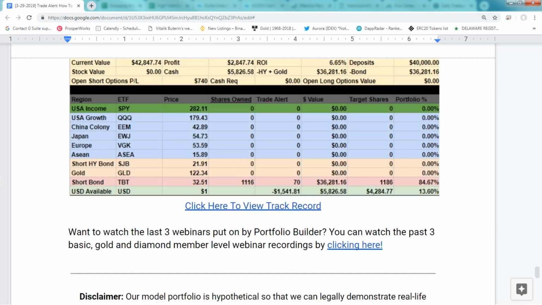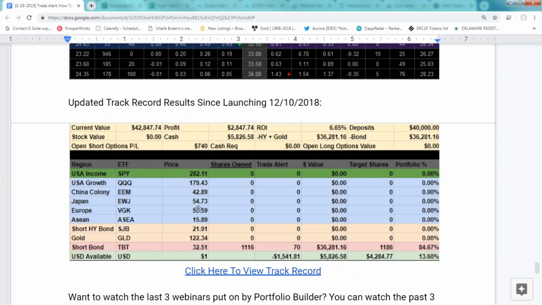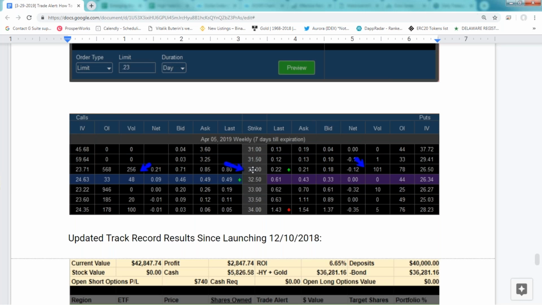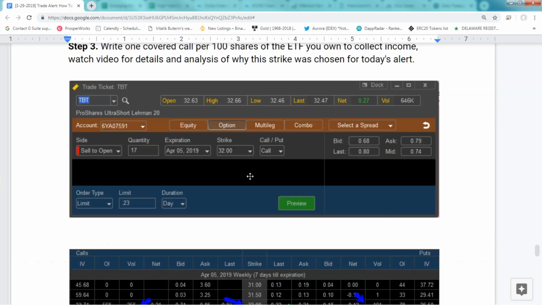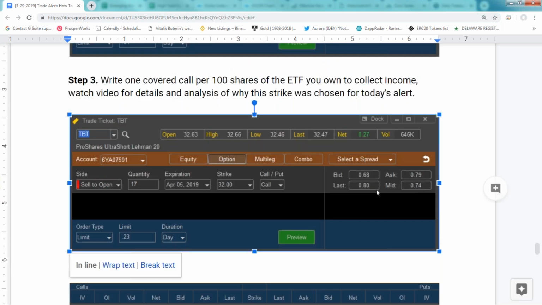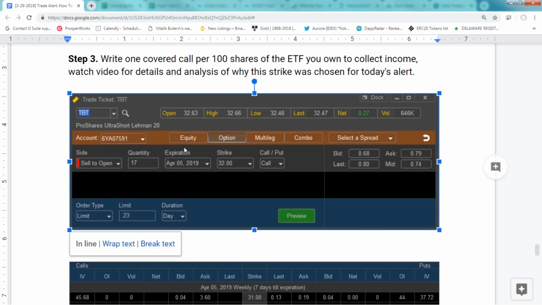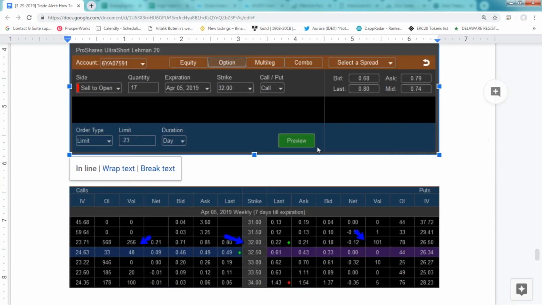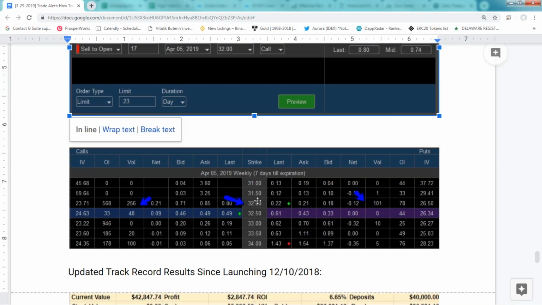So that's a little summary of today's trades. On the TBT, we once again are continuing to protect against this lowering yield rate in the Treasury. So we wrote the 32 for, in our screenshot, 74 cents. So you may have got a slightly different credit, but that's the strike price. So we're playing this one defensively this week as well.